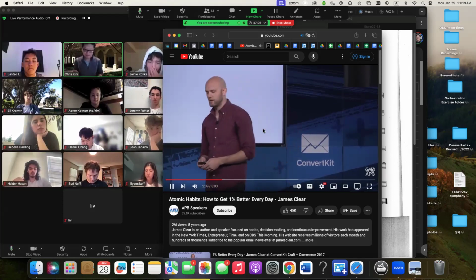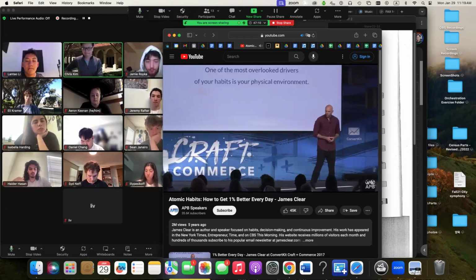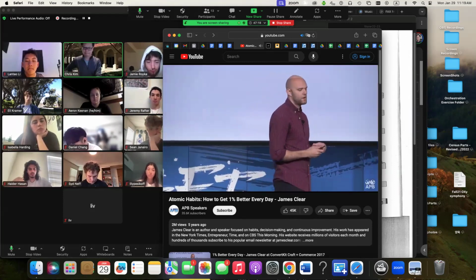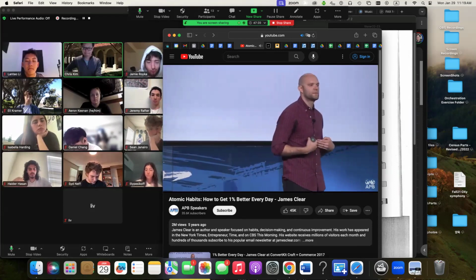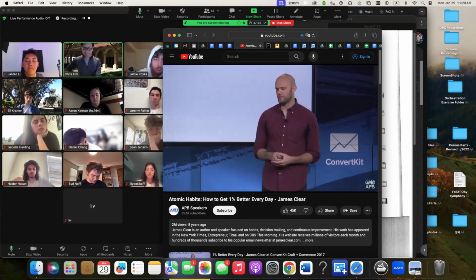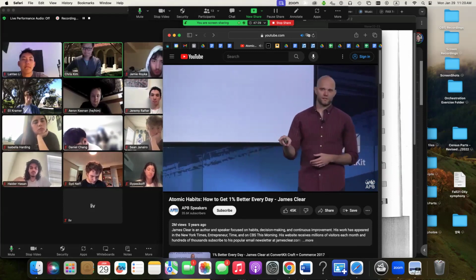Ways to adjust for these challenges. Stage 2, wanting. One of the most overlooked drivers of habits and human behavior is our physical environment. And this is an interesting insight about our desires. Your environment often influences them. We want things simply because they're an option, right? Simply because they are in front of us at the time. Thankfully, you don't have to be the victim of your environment. You can also be the architect of it.